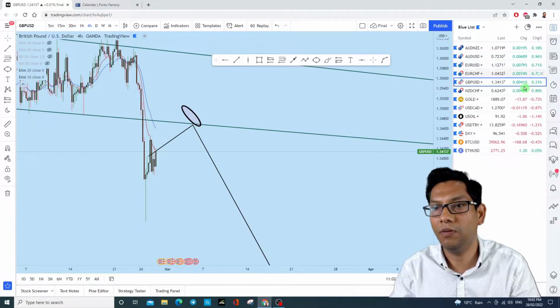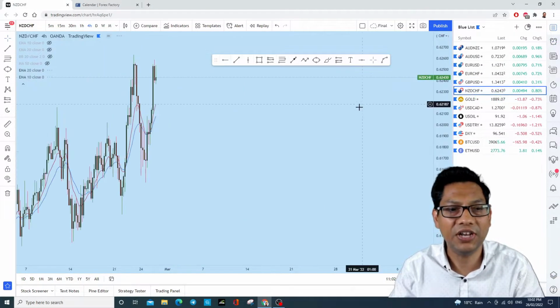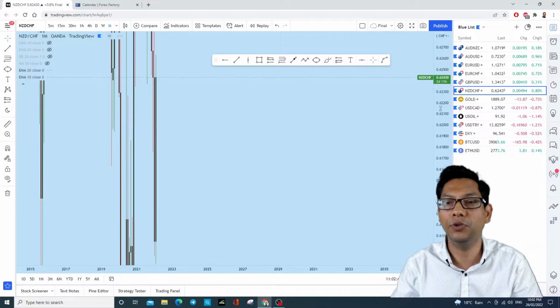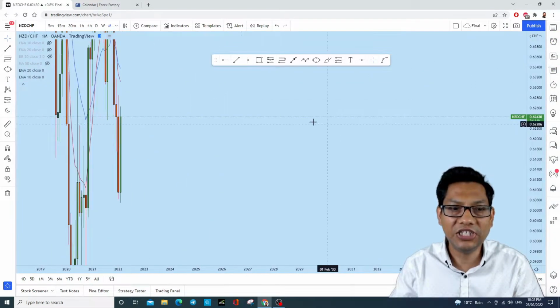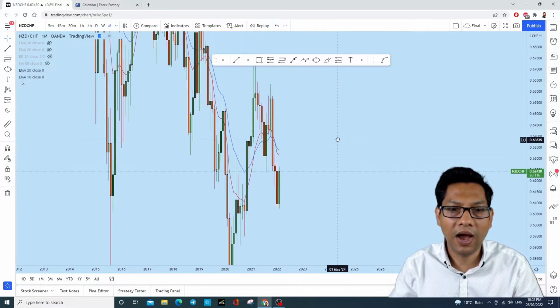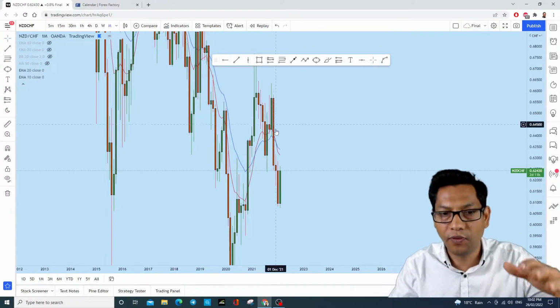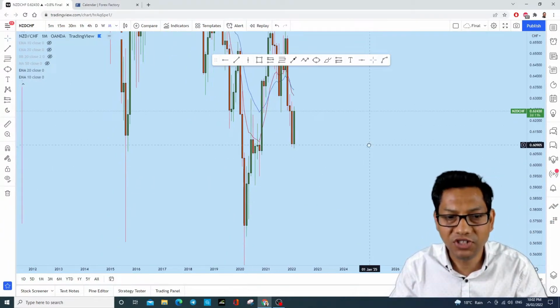Now let's see another one, NZDCHF, how it will give us a trading opportunity. Now NZDCHF monthly, after this strong bearish move, quite a few back-to-back 4 months were bearish.